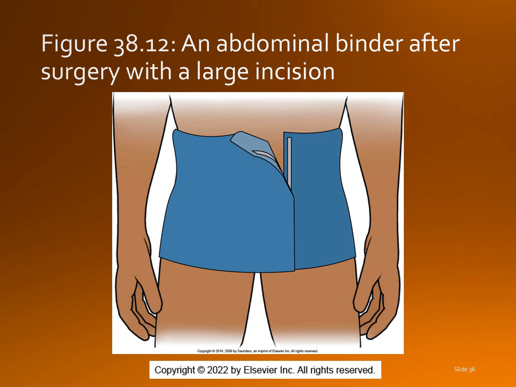Binders are wide elasticized fabric bands, and these are used to decrease tension around a wound or a suture line, increase patient comfort, decrease lactation after childbirth, or hold dressings in place. An abdominal binder will provide support and comfort for an abdominal incision when the patient needs to perform deep breathing and coughing exercises, as well as getting in and out of bed.